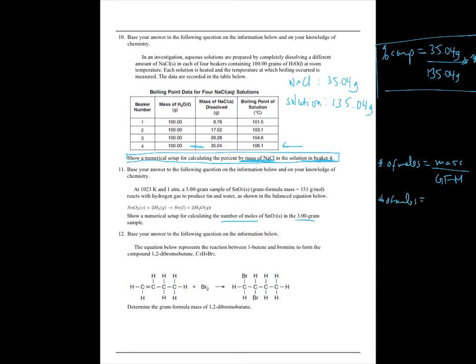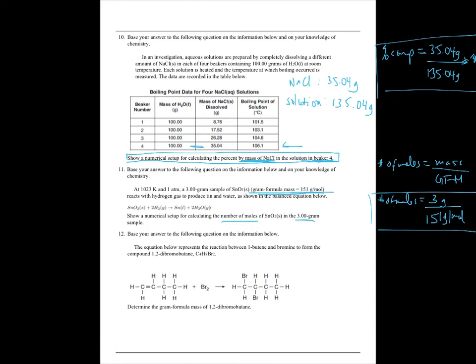3. They gave us a 3-gram sample, but what is the gram formula mass? You can either calculate it yourself or read the problem, and it's right there. They gave it to us. 151 grams per mole. Don't forget units. Okay, and that's all you need to show, the setup. If they ask to calculate it, you do the math, but you don't need to do that. They just want a setup.